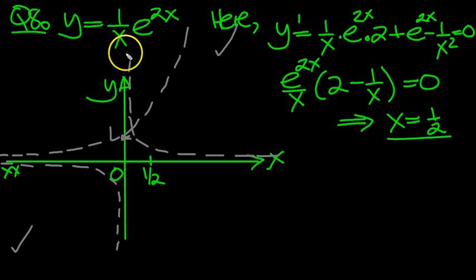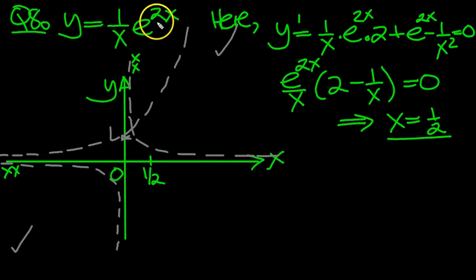When x is 0, it's not defined. Now when x is 0, it shoots off to infinity, doesn't it? Because this will tend to infinity, and this will just tend to 1. So we're going to be up here. So it's going to come down here, and it's going to end up going back up there really quickly. Okay, so it's going to come down to a minimum at a half.